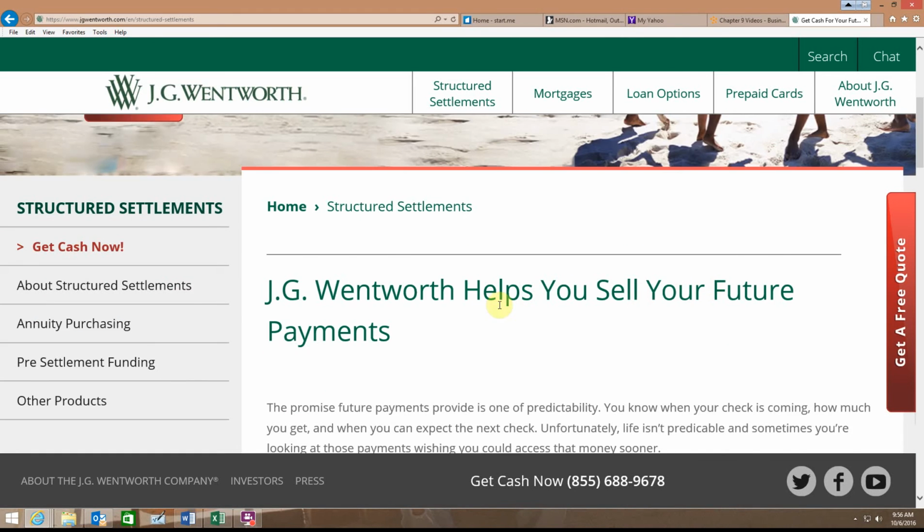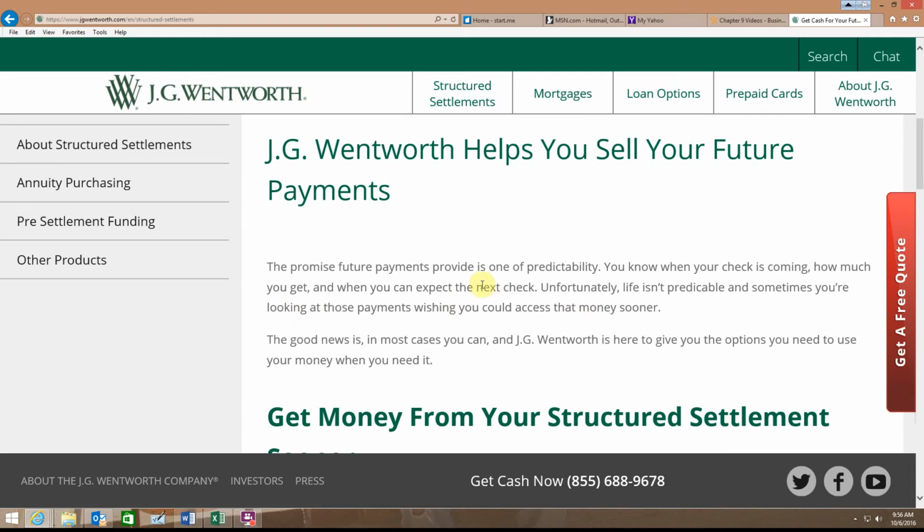J.G. Wentworth helps you sell your future payments, right? So the promise of future payments. People get payment streams or offers of payment streams quite often. To give you an example, back when I worked at the bank, I used to have customers come in, and maybe they just signed a 10-year contract, and they were going to get 20 grand a year for 10 years, or 200,000. And a company would call them and say, hey, I'll tell you what, why should you wait? Why should you take that 20 grand a year for the next 10 years? We'll give you $80,000 today. And folks that didn't know how to do math real good sometimes would jump on things like that.